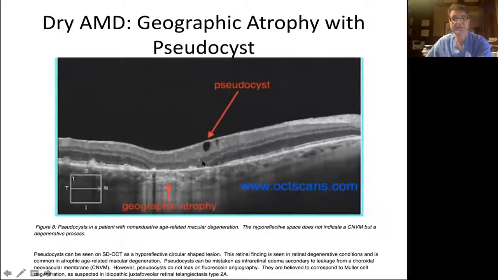Oftentimes with geographic atrophy, we'll have this pseudocyst. This does not contain typical fluid, as in cystoid edema. It often is thought to contain waste products of this entire process. These are important to recognize because these are often mistaken for cystoid edema and are often treated unnecessarily.